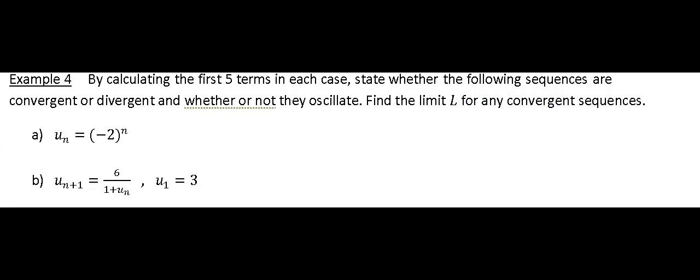Okay, this example says, by calculating the first 5 terms in each case, state whether the following sequences are convergent or divergent, and whether or not they oscillate. Find the limit L for any convergent sequences.